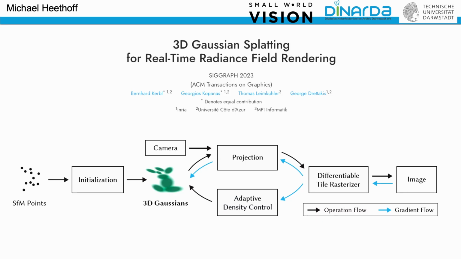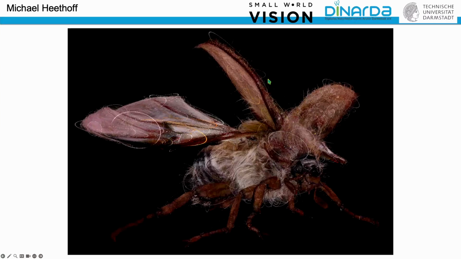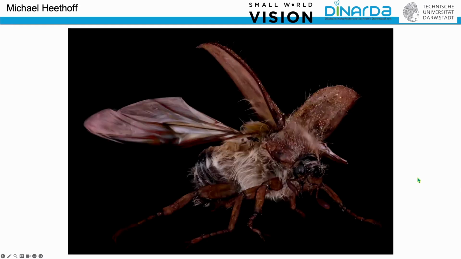This is an optimization process that shapes the size, the color, and the transparency of these Gaussians. In the center, there's one of these 3D points. And this is the result. First of all, it doesn't look very much like a beetle, because this is all Gaussian splats. They have the size, the transparency, and so on. But we can render this now in real time.